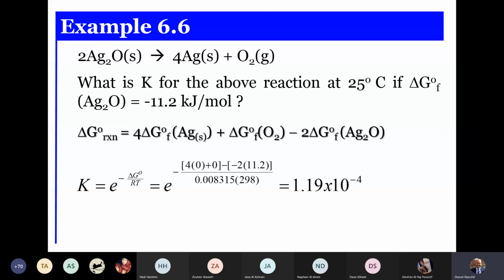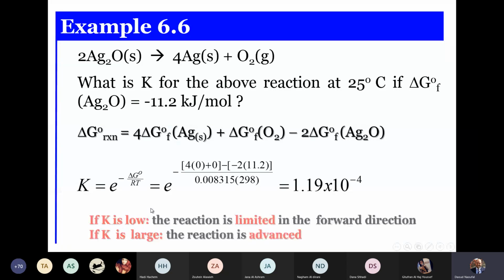What is the meaning of this value? If the value is low or high, there is no relation to the spontaneity, since spontaneity is related to delta G0 and not to K. But look at the value of K. The value of K is very low. That means the yield of your reaction is very low, or the advancement of the reaction is very low, or you can say that your reaction is not advanced, or in other terms, your reaction is limited.